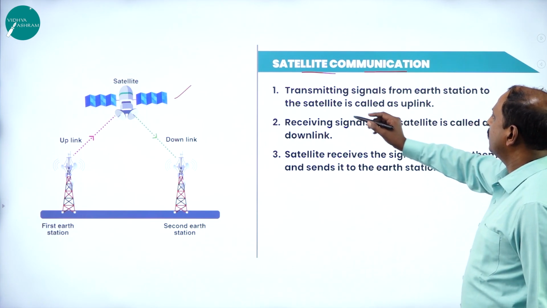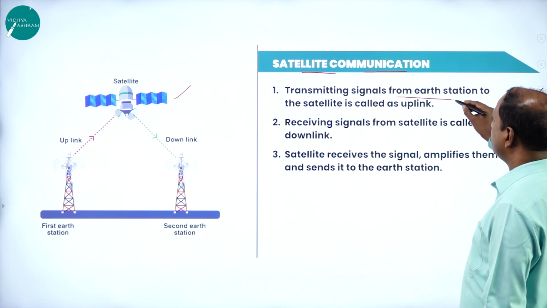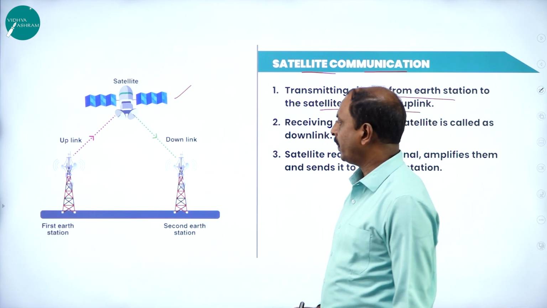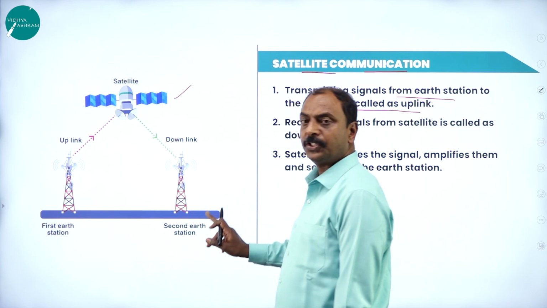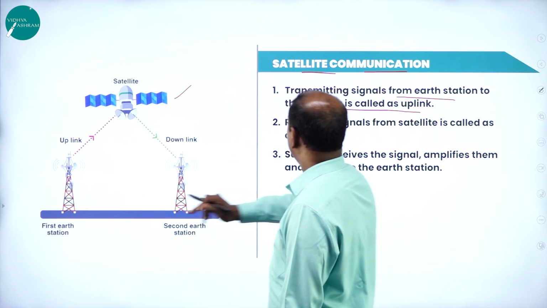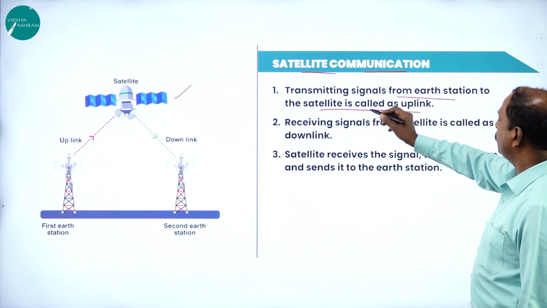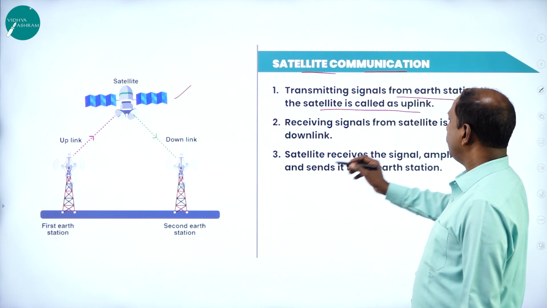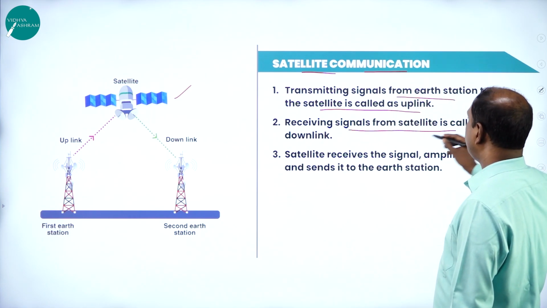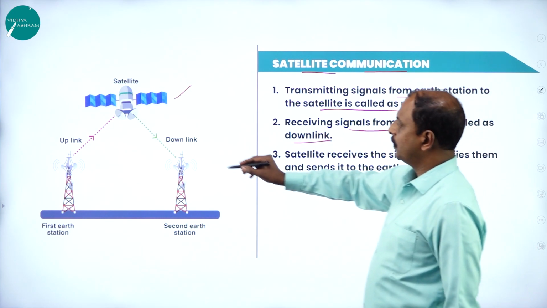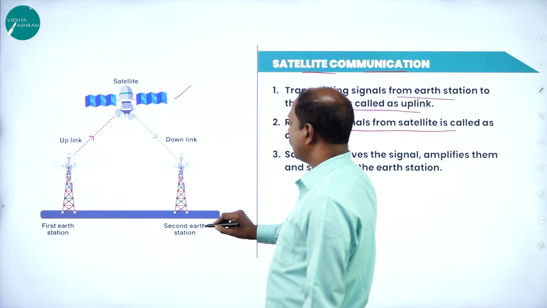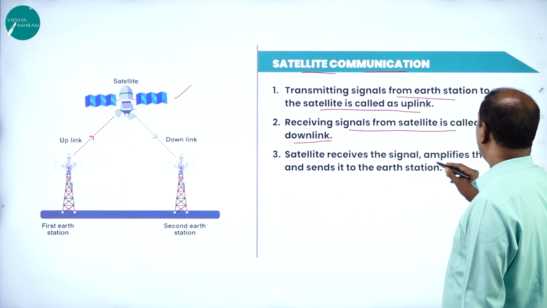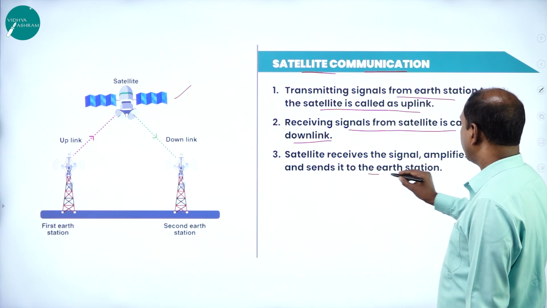Transmitting signals from earth station to satellite is called uplink. This type of communication requires two towers or two earth stations. So uplink transfers the signal from earth station to the satellite, and the receiving end receiving signals from the satellite is called downlink. This is from the satellite to the other earth station, that is called downlink, and the satellite receives the signal, amplifies them and sends it to the earth station.